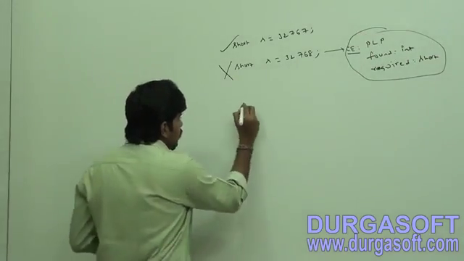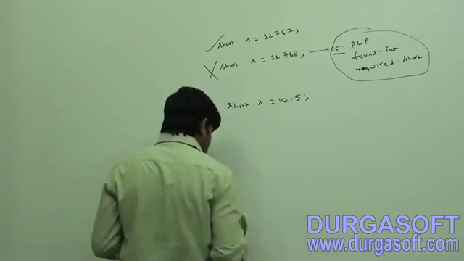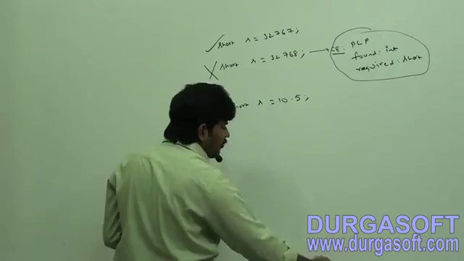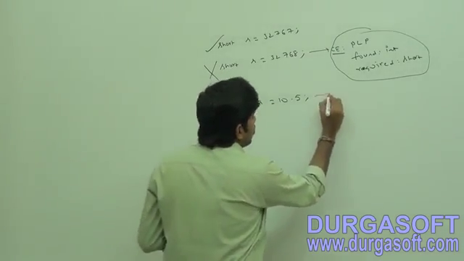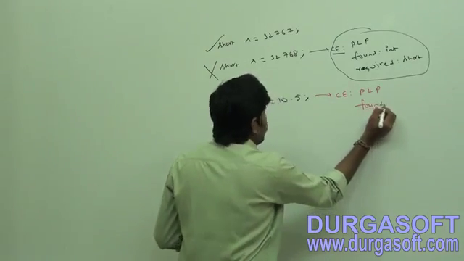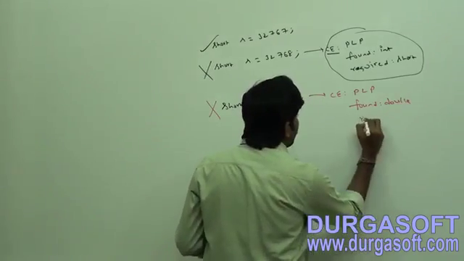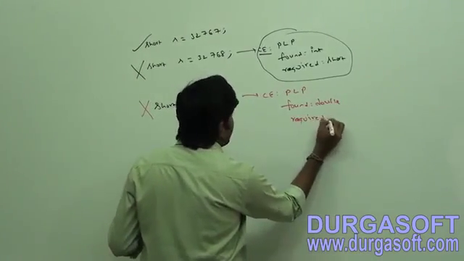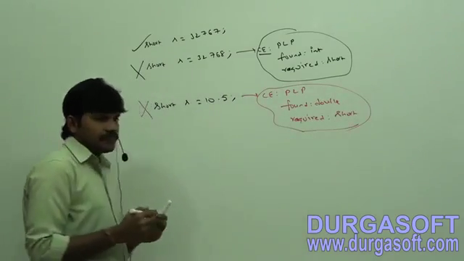Same. Short s is equal to 10.5. Valid or invalid? Invalid. What compile-time error will we get? Possible loss of precision. Found double, but required short. Either way, by default we are going to get a compile-time error.